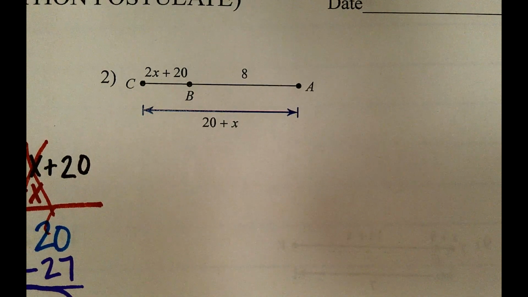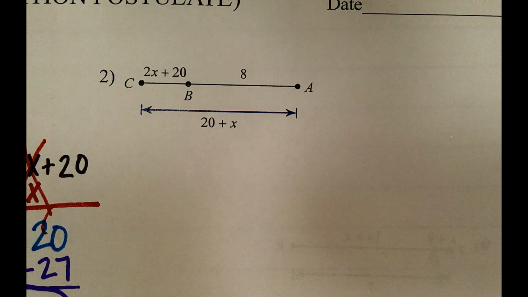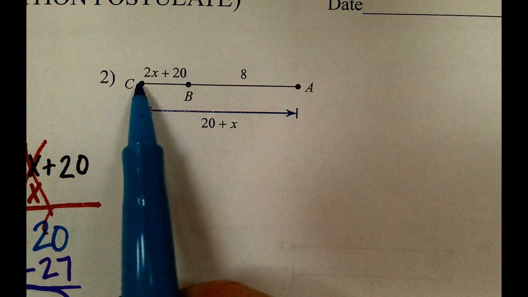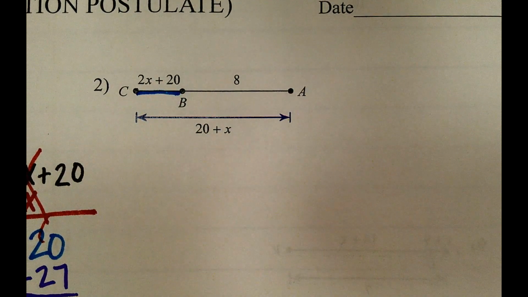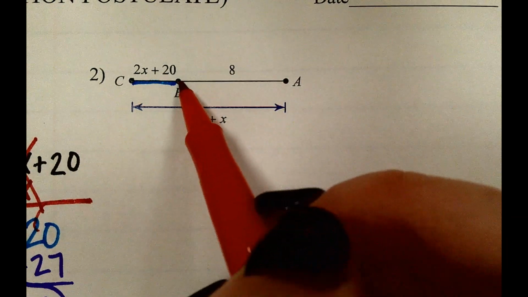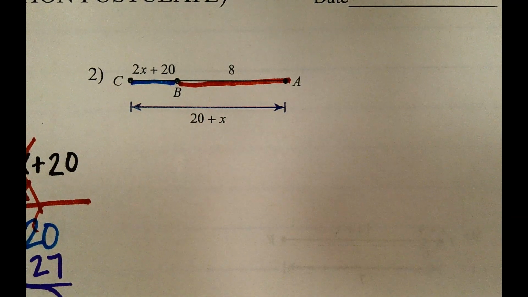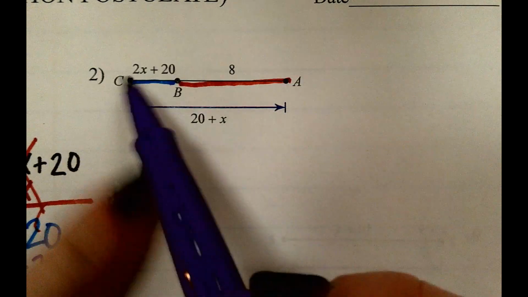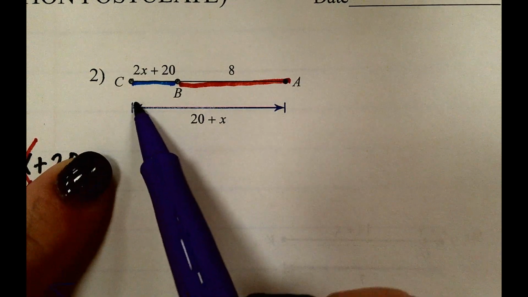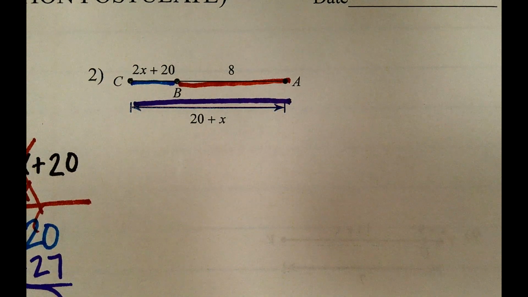I want to write an equation to solve for x. Sometimes it helps to color code. I'm going to say, okay, here's my 2x plus 20. That's one part. Here is my 8. So blue and red, and then blue plus red makes purple. So purple is the whole length.